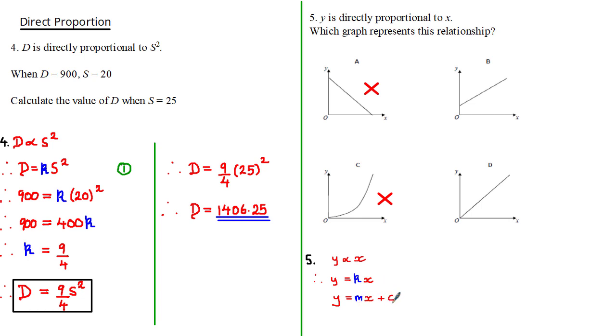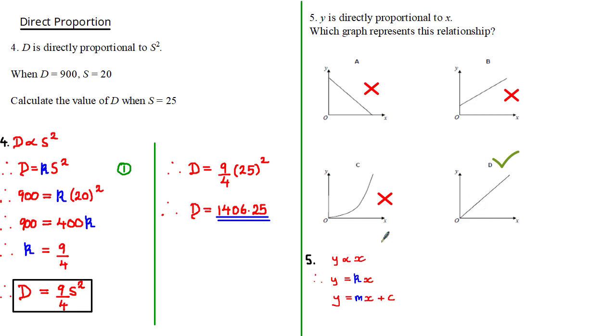So the only difference between these two equations is that in the first equation there is no value of c. In other words, c must be equal to 0. And this is true for the equation of any variables that are directly proportional, whether they're linear or non-linear. And since the c part of this equation is equal to 0, it means that the line of this graph must go through the origin. And since this graph doesn't go through the origin, we can also exclude B, which leaves us with graph D, which shows that y is directly proportional to x.